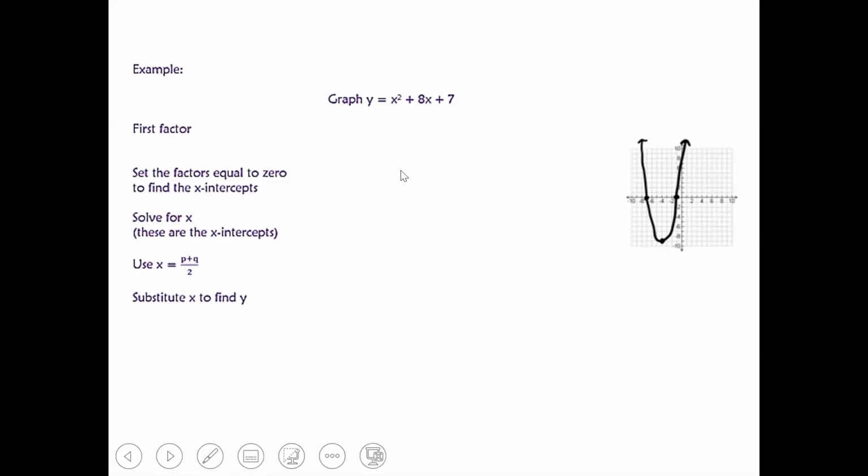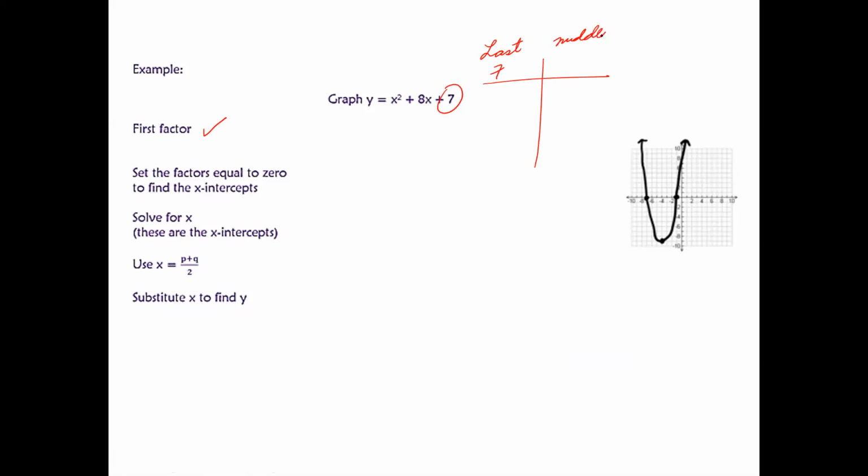All right, so first, factor. When I factor this, remember your last number is going to be your positive 7. Your middle number is going to be a positive 8. Everything is positive. There are no negative numbers, so all your answers have to be positive. So that could be a 1 and 7. I really think that's the only option. So your answer here is (x + 1)(x + 7) = 0. Now you have to solve for x. Opposite of a positive 1 is a negative 1. Opposite of a positive 7 is a negative 7.